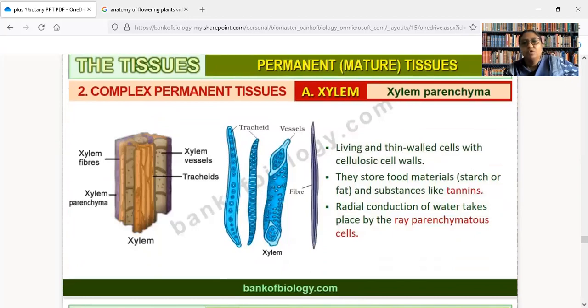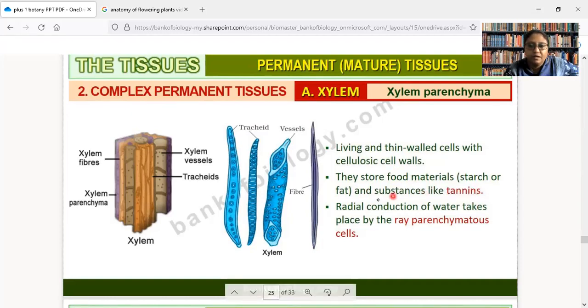So here, the only living cell is xylem parenchyma. Their cell walls are comparatively thin, and they have cell walls made up of cellulose, unlike lignin and suberin and other things deposited on the cell walls of others. Mainly they are there for the storage of food materials and secondary metabolites like tannin.